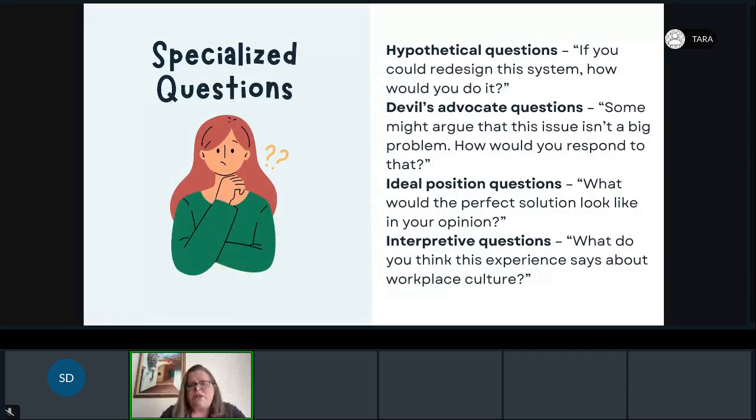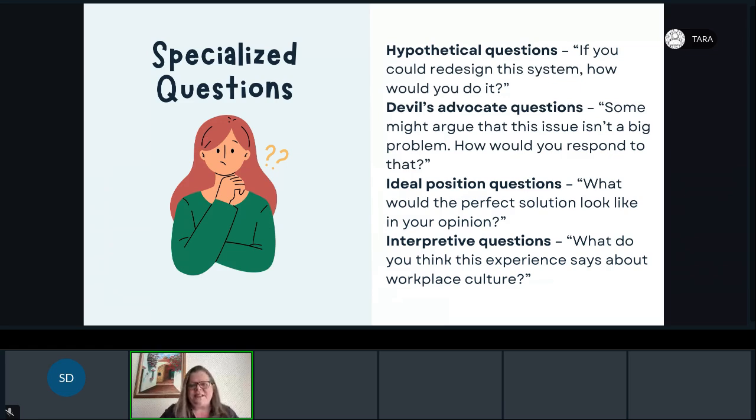Beyond these, we can also use specialized questions to push the conversation deeper. Hypothetical questions I love, especially if we're trying to give participants a voice. If you could redesign the system, how would you do it? It captures their imagination. So many times participants that we're working with have never been asked this question. I'm an educator. I've read a lot of educational research, and I've seen the impact of policies that were created without teachers ever having been asked if the policies would be effective in the classroom. So it's a simple thing of asking your participants, what would you like to see done?